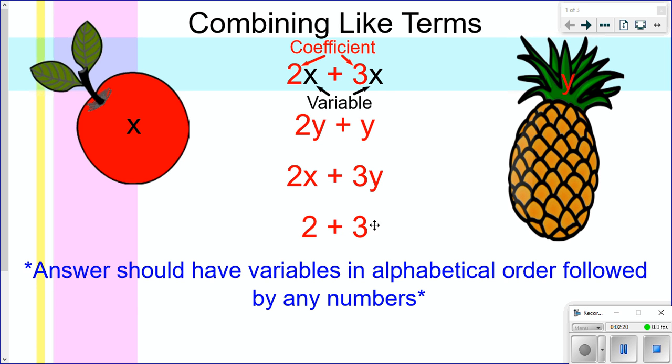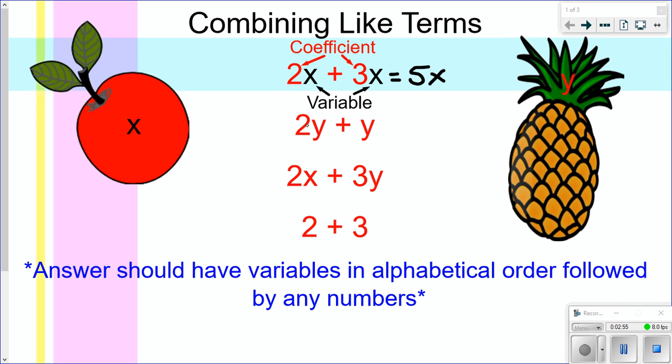So what does that have to do with this? If we call the apples our x variable and the pineapples our y variable, in this first example you've got 2x plus 3x. These are like terms. These are both apples. So you have 2 apples plus 3 apples. So I can simplify that to say that I have 5 apples, or 5x. Combining like terms is about simplifying. It's about taking an expression and writing it in a simpler way. So 2x plus 3x can be simplified to 5x.